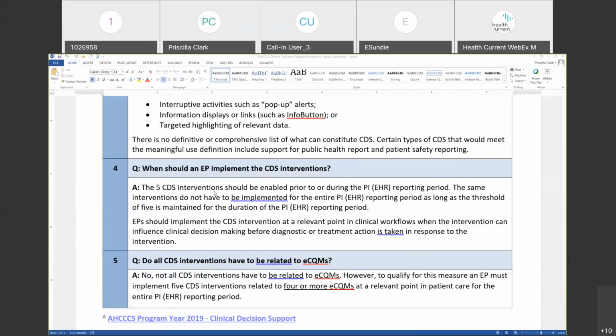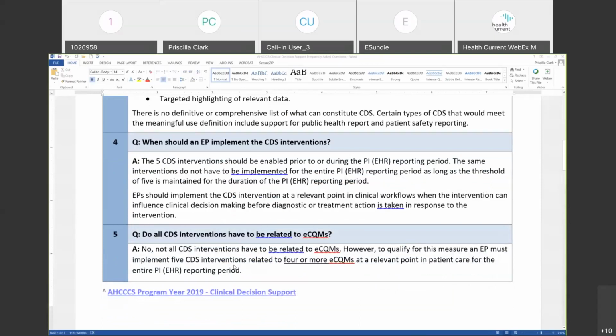Keep in mind that the documentation to show that your CDS alerts were enabled needs to be dated during that PI reporting period. So it shows that at some point in that 90-day PI reporting period, you did have those CDS rules turned on. You can turn them on prior to the reporting period, but we need to see that they were turned on during the PI reporting period.